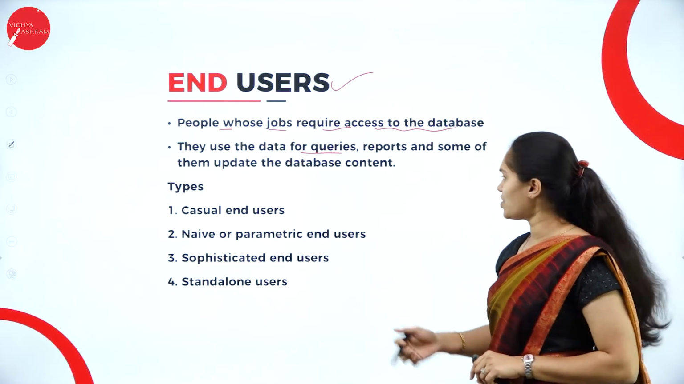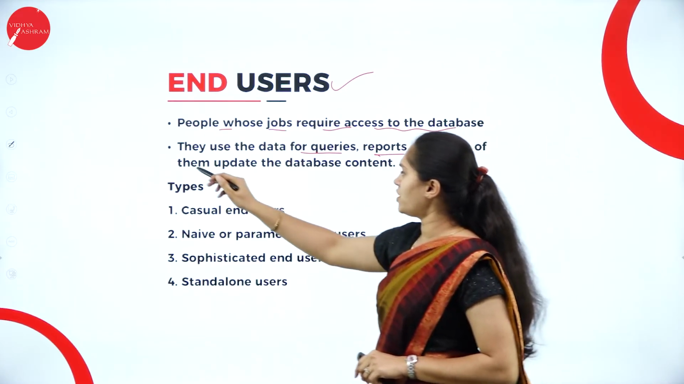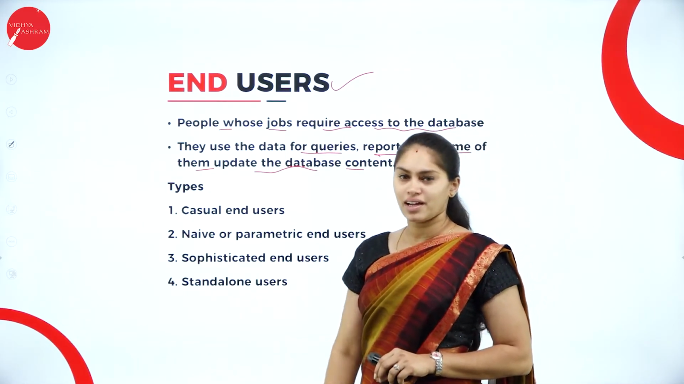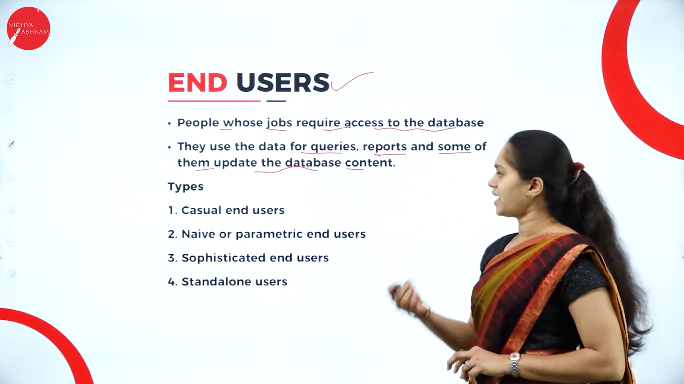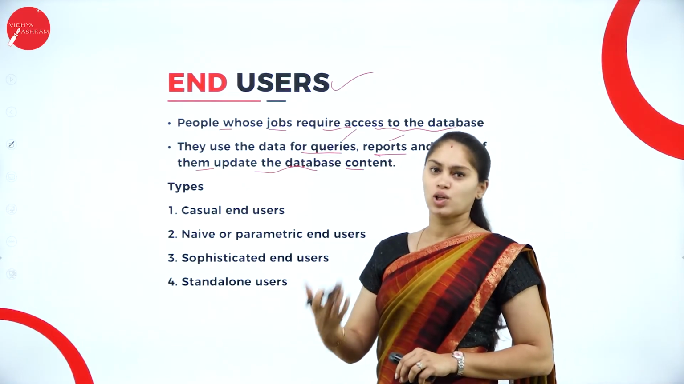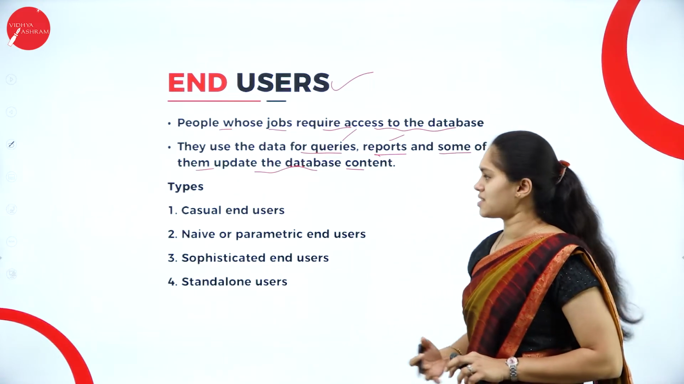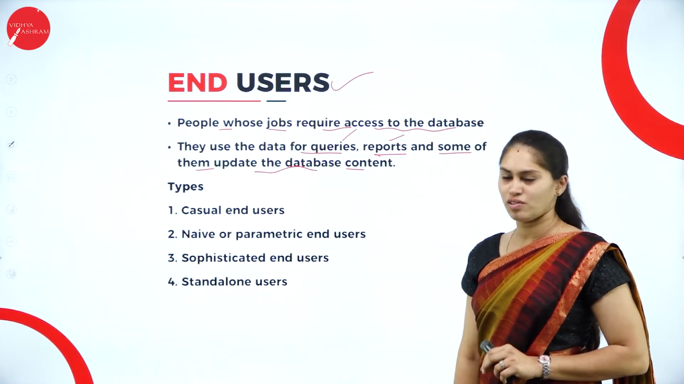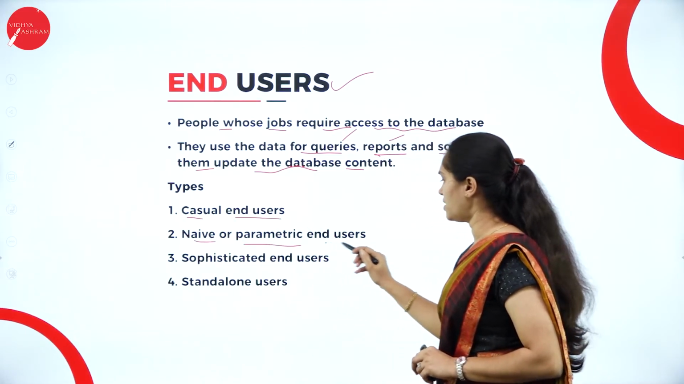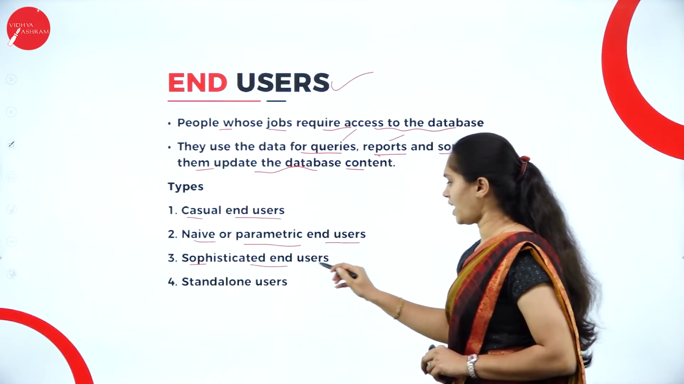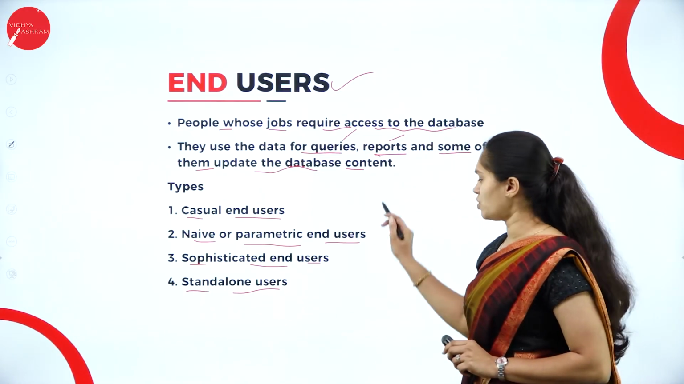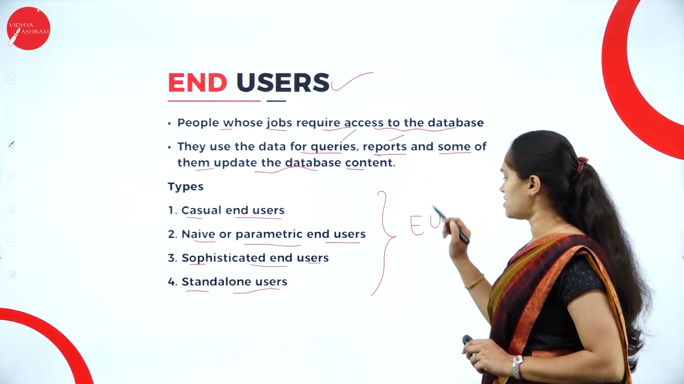I am going to ask questions, ask for reports, and some of them update the database content. So being an end user, I can update the content, I can modify the content, I can generate reports, or I can use the data for my queries or for my questionnaires. And we have 4 types of end users here. One is casual end users, then naive or parametric end users, then sophisticated end users, and also standalone end users. So these are the 4 types of end users that we have.